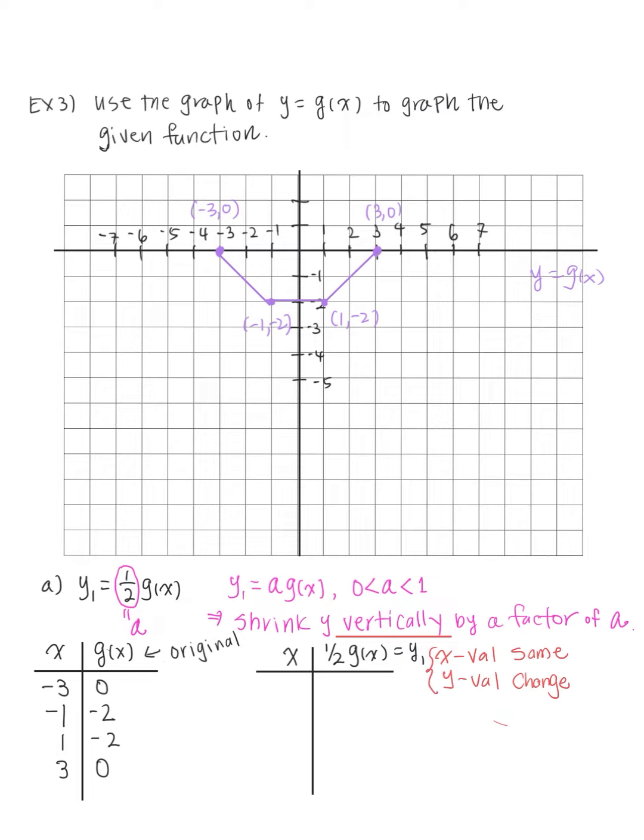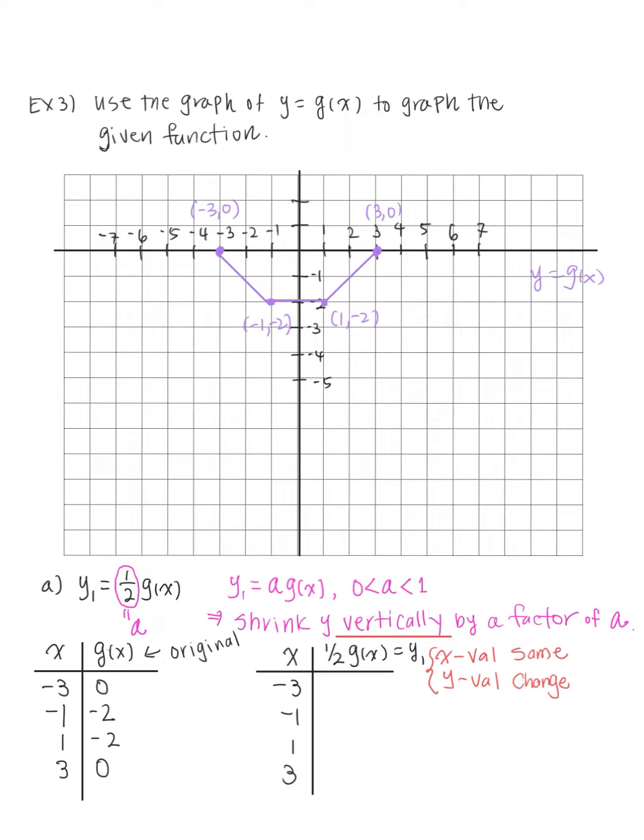Okay, so with that said, let's fill the chart. So here, let me see. X values are going to be the same, so we're still going to have -3, -1, 1, and 3. Now let's compute the corresponding value for y. But look at it. Our y1 is 1/2 times the g of x. Where's g of x? Here are the values of g of x. So 1/2 times g of x, what do you think we need to do? We need to multiply each of the y values by 1/2. Don't worry, I'm going to write all the steps out.